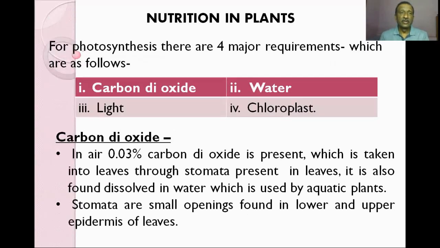Okay, let us see now. For photosynthesis, there are four basic requirements. Four substances are required. First is carbon dioxide, second water, third light, and the fourth one is chlorophyll. If any one of these is not there or available in lesser quantity, photosynthesis will also be less. It is something like that.